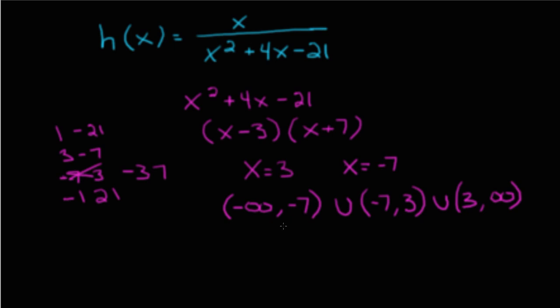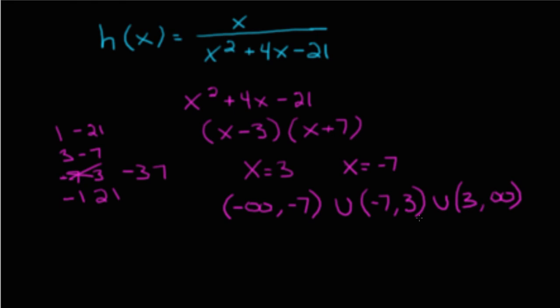So to write the domain, we have to write it like this. It's negative infinity to negative 7, but not including negative 7. And that's the union with the interval from negative 7 to 3. And that's the union with the interval from 3 to infinity.